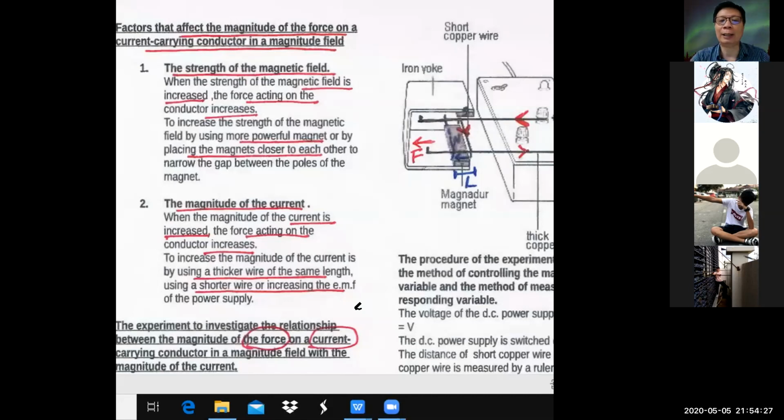Okay? So remember now, these two are sure to come out, I tell you. How to increase the magnitude of this force. So two, remember: one is the strength of the magnetic field, the other one is the magnitude of current. These two. Please make sure you know all this. Okay?